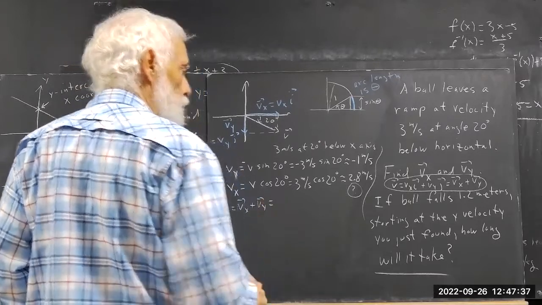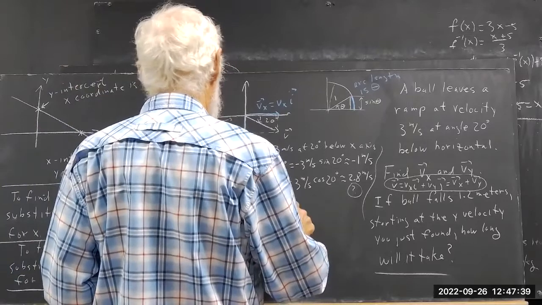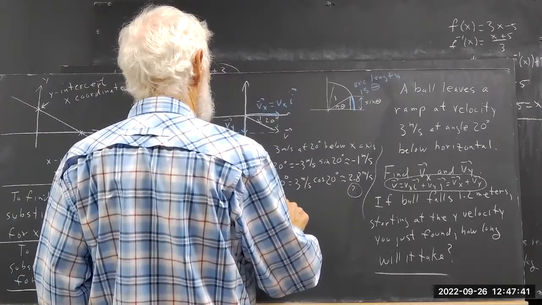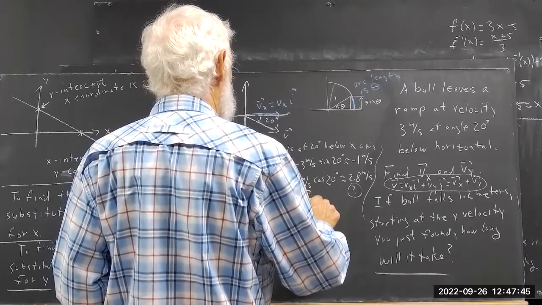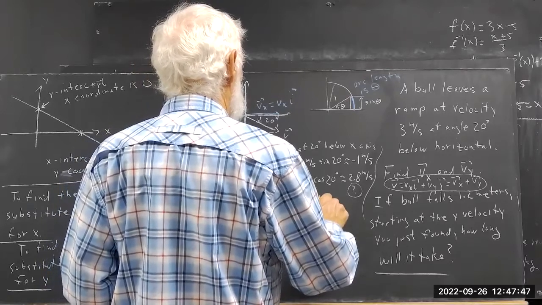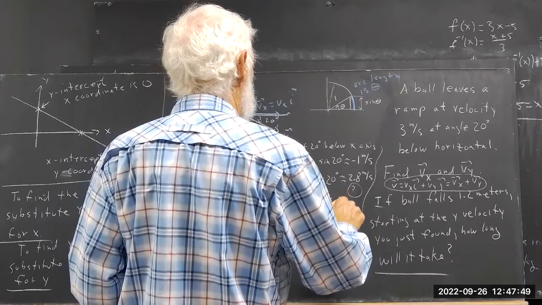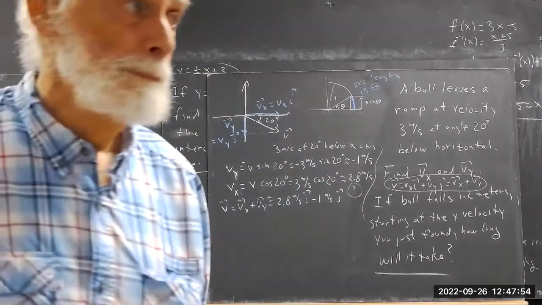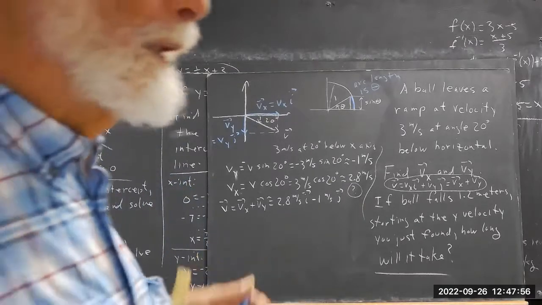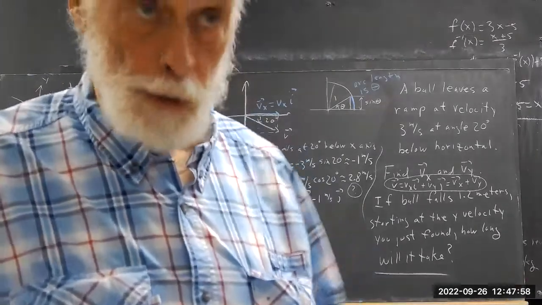V equals Vx plus Vy, equals approximately 2.8 meters per second I minus 1 meter per second times J. And again, everybody either got that or knew which equations they were going to use and would be able to get it.